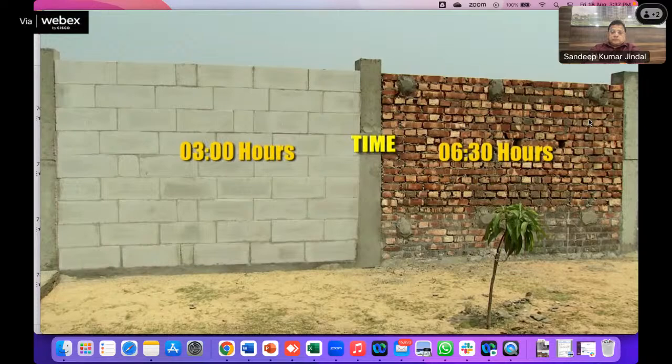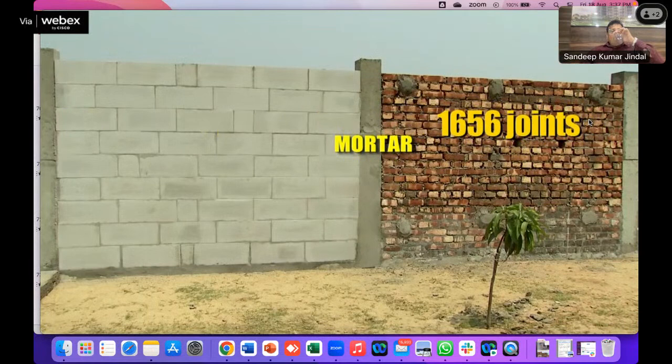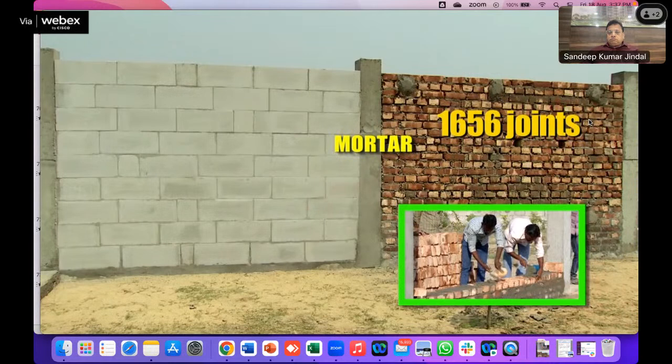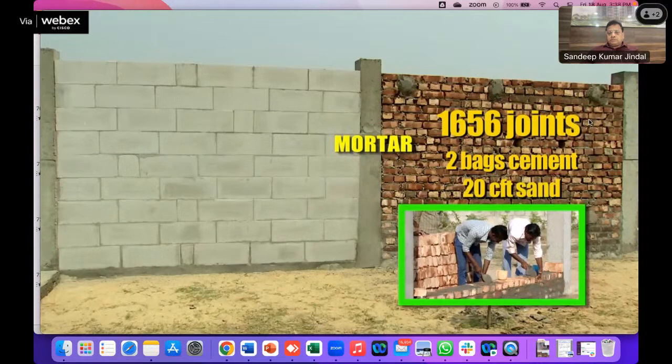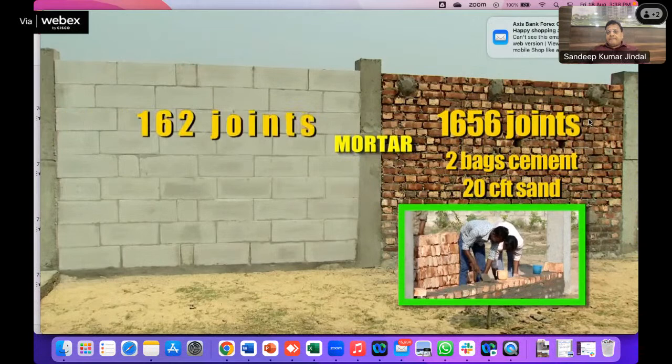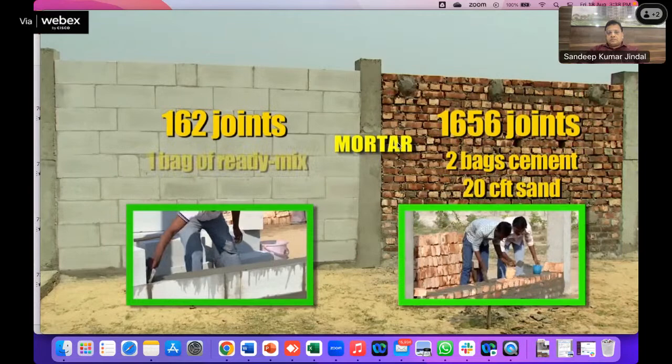To bond 585 bricks with 1,656 joints of 15 mm to 20 mm thickness, a thick mortar of 2 bags of cement and 20 cubic feet of medium sand was used. While to join 50 blocks with 162 joints of average 3 mm thickness, less than 1 bag of ready-mix thin mortar was used.